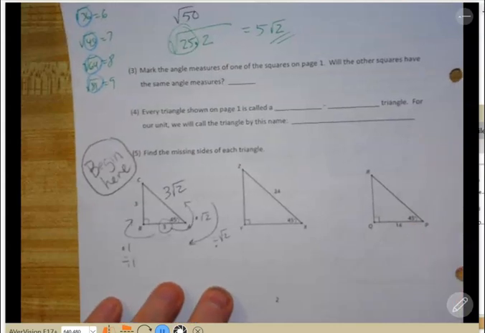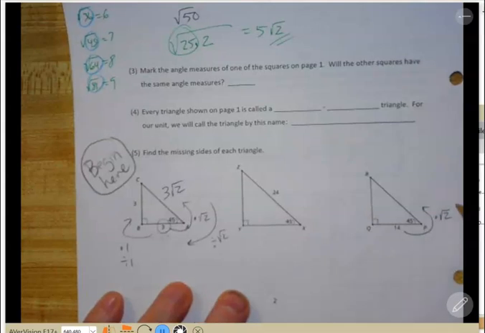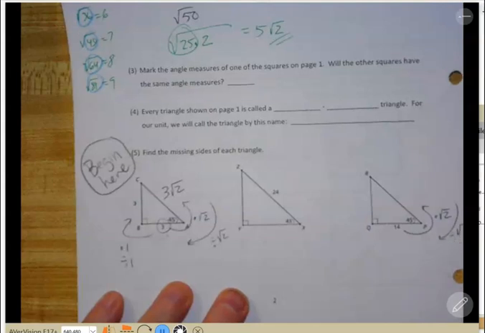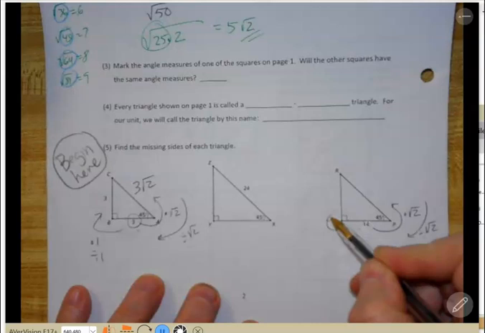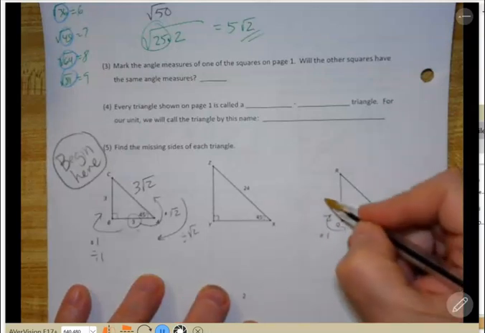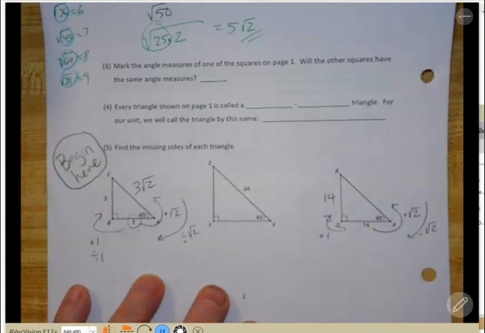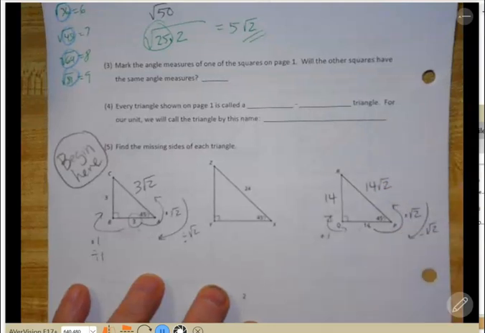I'm going to start with the last one because we have a leg. So if I'm going from a leg to a hypotenuse, I will be multiplying by the square root of 2. If I'm going the other direction, I will divide by the square root of 2. If I'm talking about the two legs, they're the same number. So basically I'm multiplying by 1 or dividing by 1. So this is 14 and this is 14, the same number. And then this is 14 times root 2. So the hypotenuse is 14 times the square root of 2.